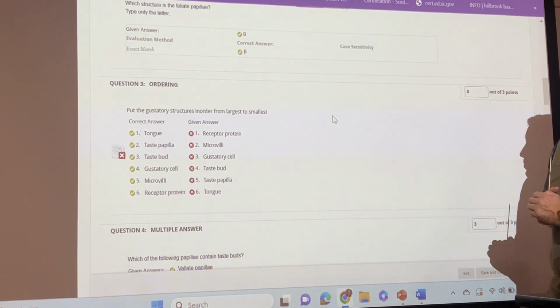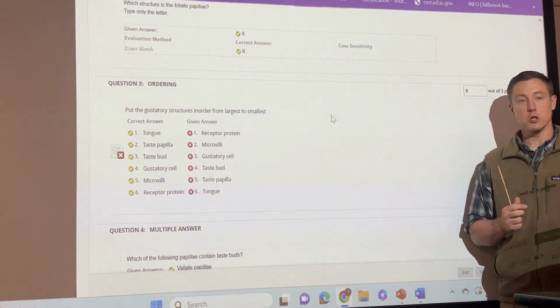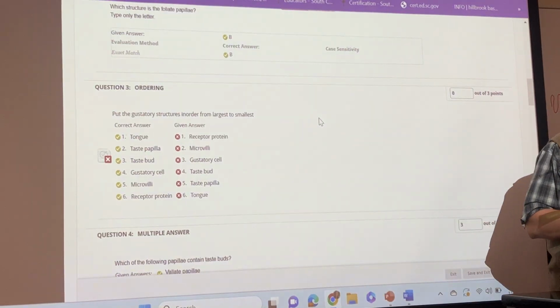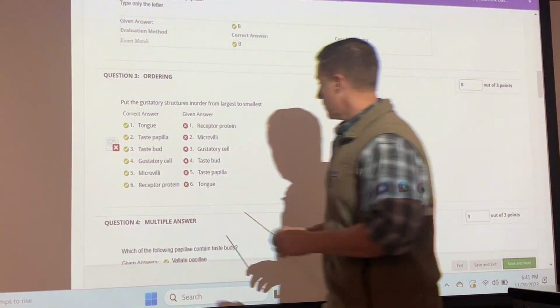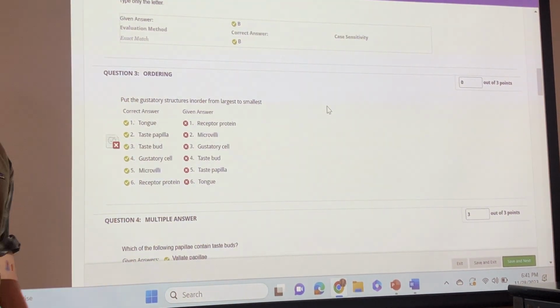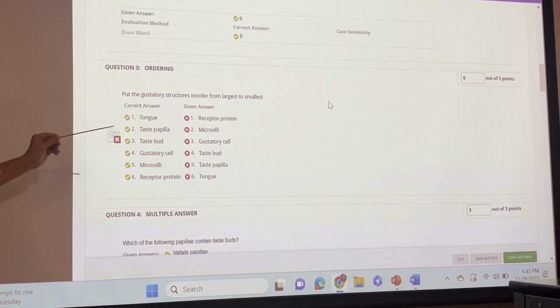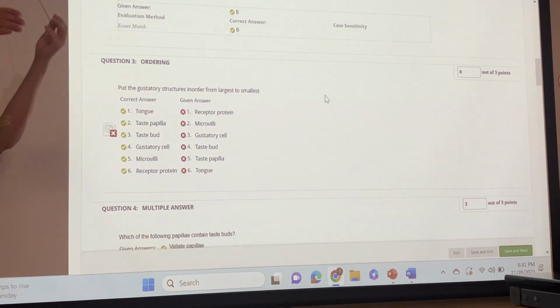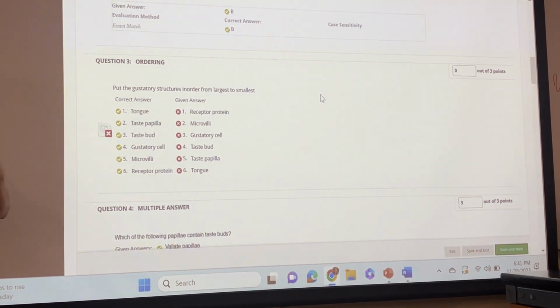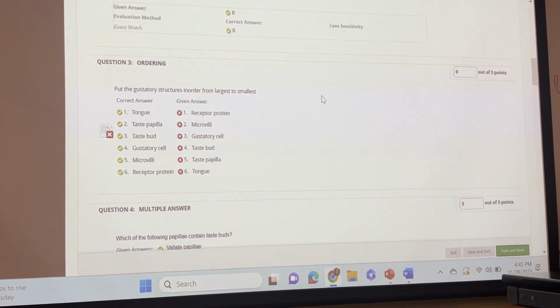Okay, here we go. Put the gustatory structures in order from largest to smallest, macro to micro. Oh, they did it backwards. They did macro to micro. So largest to smallest, macro to micro. So your tongue is obviously the larger structure because that's going to house everything. Everything with taste has to deal with the tongue.